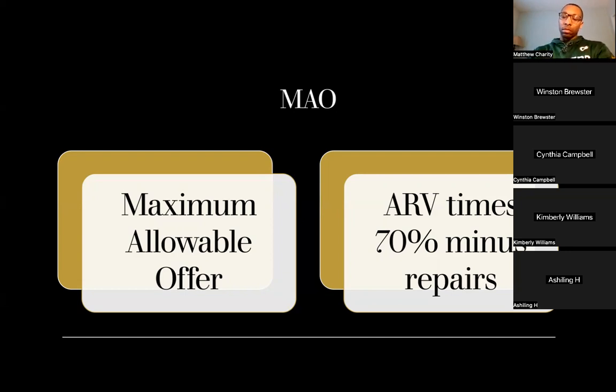Not 85. I'm going to start at 75, because you never get it for what you ask for. And then she's going to come negotiate with me. But the maximum that I'm going to offer on that $100,000 house is $85,000, because I know I've taken the ARV of 150 times 70% minus my 20,000 in repairs. That tells me what my maximum allowable offer is.